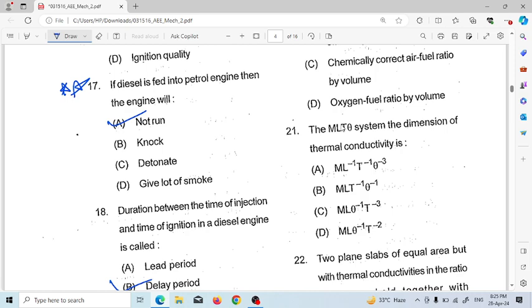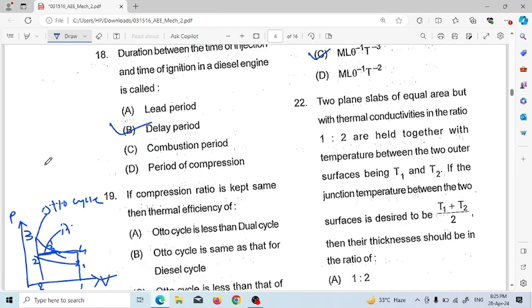Next, in the MLT theta system, the dimension of thermal conductivity. So the answer will be M L T to the power minus 3 theta inverse. Next, two plane slabs of equal area but with thermal conductivity in the ratio 1:2. So K1 is to K2 equal to 1:2, held together with temperatures on the outer surfaces T1 and T2.